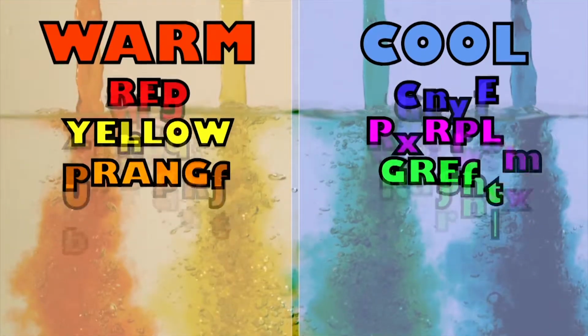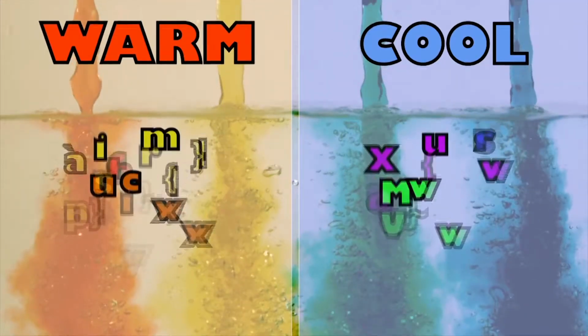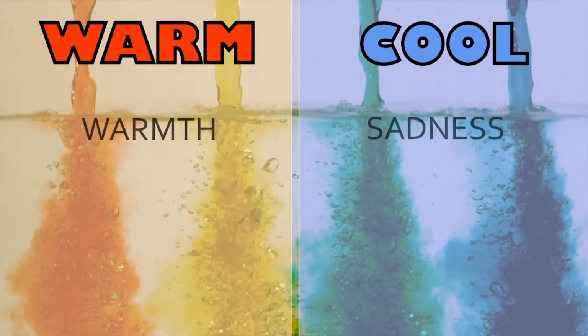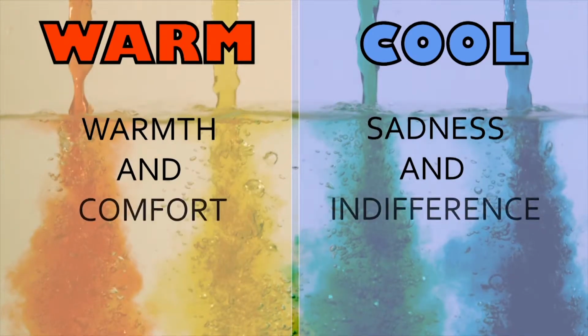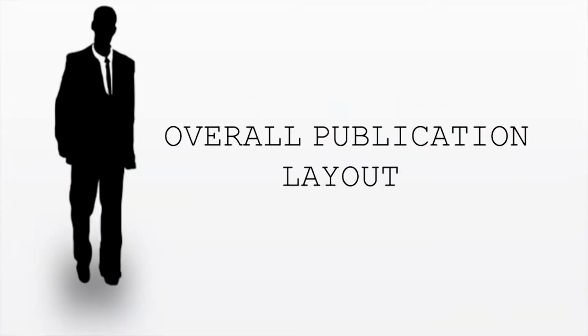Colors on the blue side of the spectrum are known as cool colors and include blue, purple, and green. These colors are often described as calm, but can also call to mind feelings of sadness or indifference. The design and layout of your publication is not to be overlooked. The use of headers and footers are always a best practice.